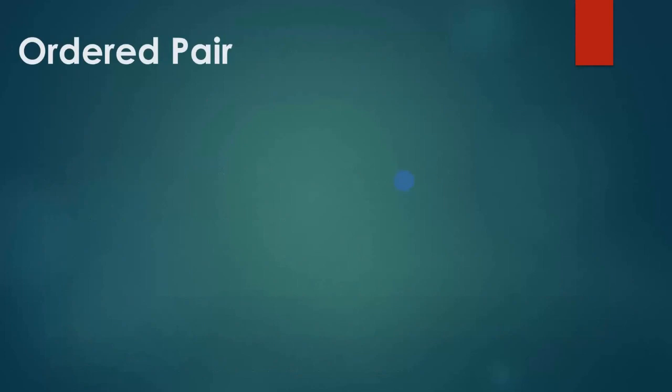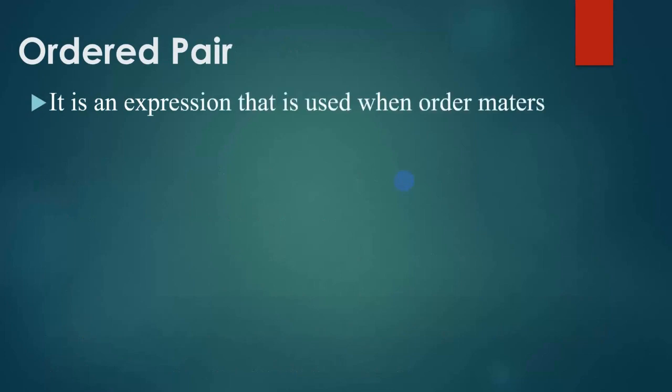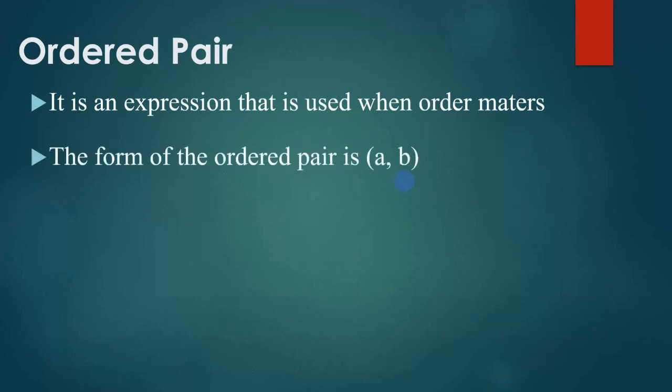Let's start with ordered pair. Ordered pair is an expression that's used when order matters. The form of the ordered pair is (A, B). You can note that this form is about two parentheses or round brackets. They contain two projections, A, the first projection, B, the second projection. They are separated by a comma.